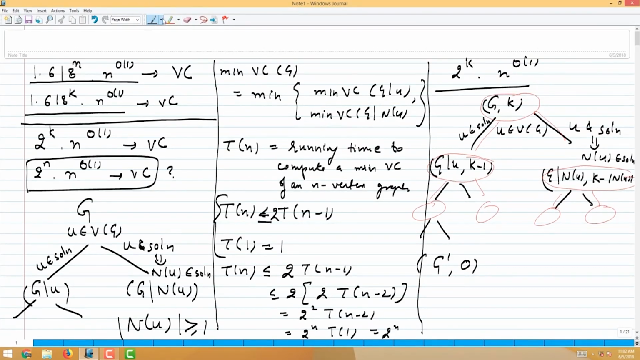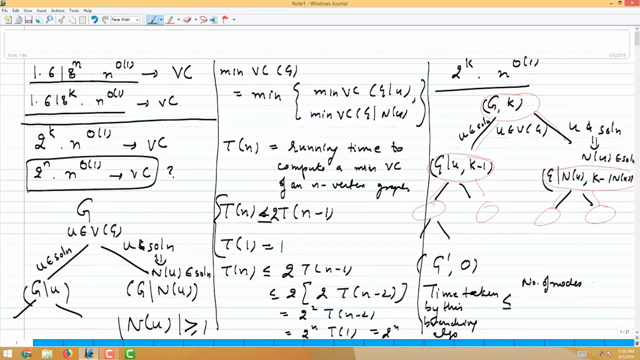So the number of branching nodes in this tree is 2 power k. Another way of looking at running times of branching algorithms is to compute the total number of nodes in a branching tree and see how much time you are spending at each node. Time taken by this branching algorithm is at most the number of nodes in this branching tree times the time taken at each node.